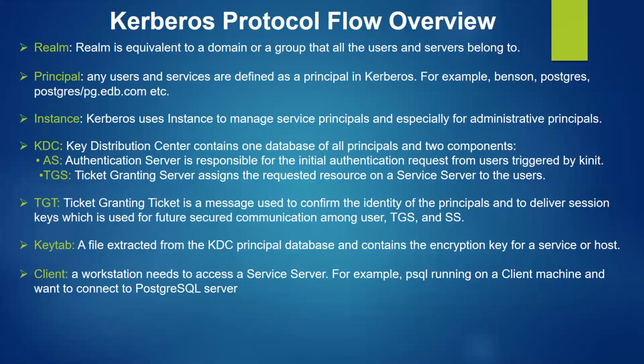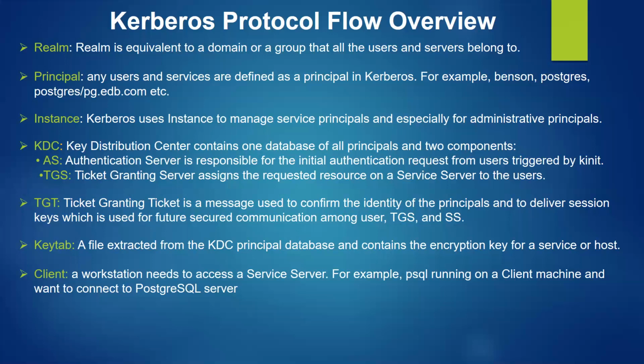KDC, which is our key distribution center, contains a database of all principals and two components. As we already mentioned earlier, when we add users, they're all in the KDC, and this KDC contains the database. This database houses all the users that you add into the KDC server. That is why if you have to authenticate using Kerberos, those users must be in that database. And this KDC is divided into two. You have the authentication server, which is basically responsible for the initial authentication request, and we're going to see that because when you have a user in that database and you issue a request, it has to hit the authentication server first, and we're going to explain how it goes down.